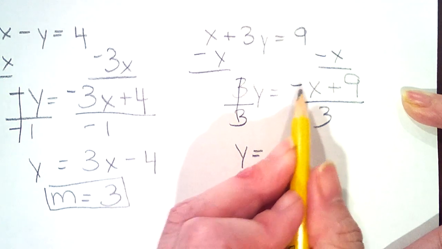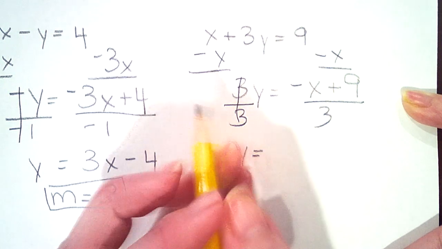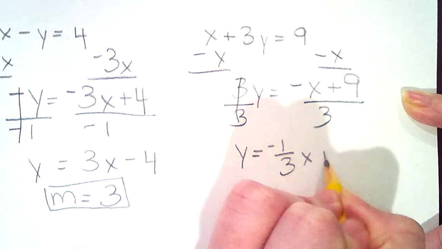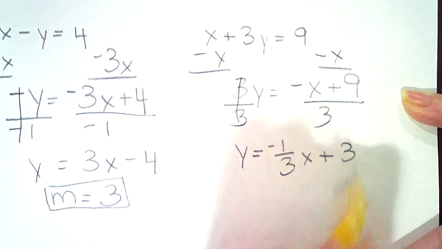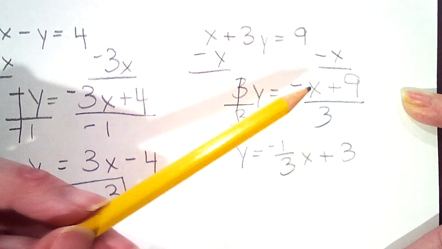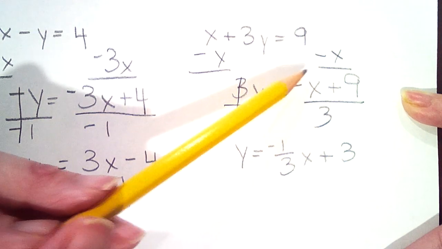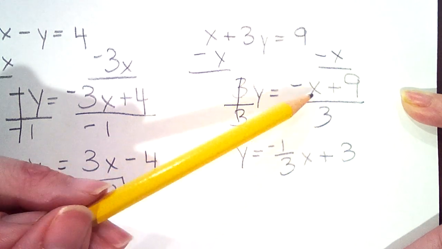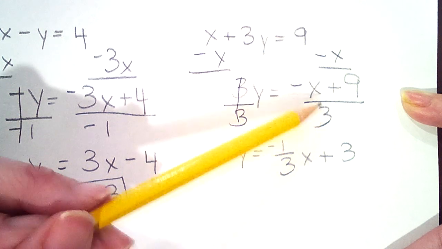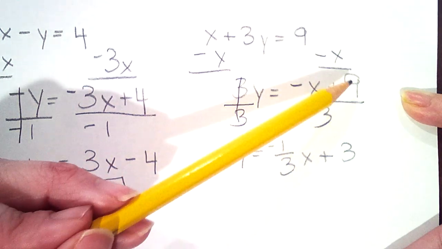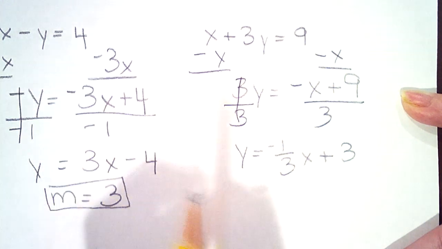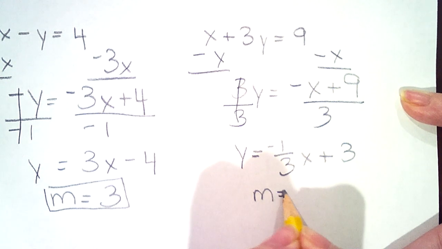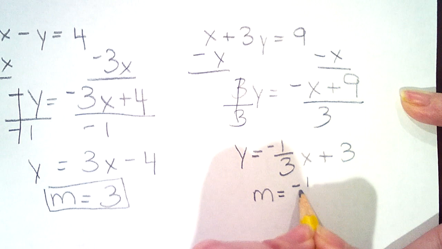We assume that there is a -1 in front of this x. So that's -1/3 x plus, and 9 divided by 3 is 3. Remember, when I get to this point, I'm going to divide each one of these terms by 3. So -1x divided by 3, and then 9 divided by 3 also. I'm pulling apart those terms. So then here the coefficient of x, which is our slope, is -1/3.